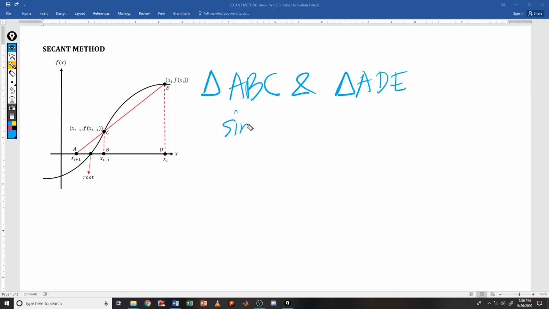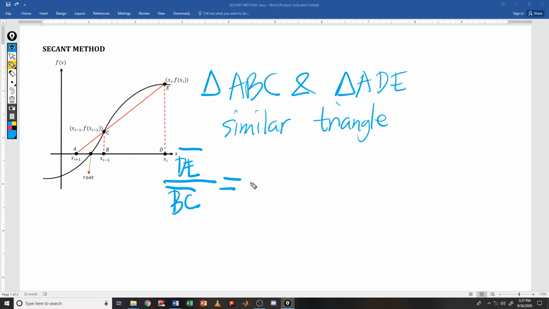So for similar triangles, the height is proportional to the width. Okay, so we have a ratio of the height and the width. So we have considered the segment DE over segment BC. So this is proportional to segment AD and segment AB.